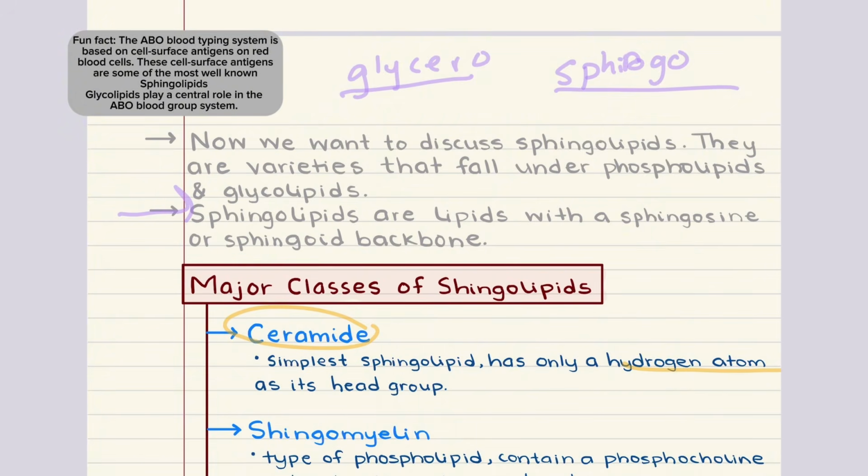Ceramide has a hydrogen atom as its head group, and you can think of it as the foundation for more complex derivatives. So in other words, it is neither a phospholipid nor a glycolipid. Instead, it serves as the precursor to both sphingophospholipids and glycosphingolipids. But on its own, it doesn't contain a sugar or a phosphate head group.